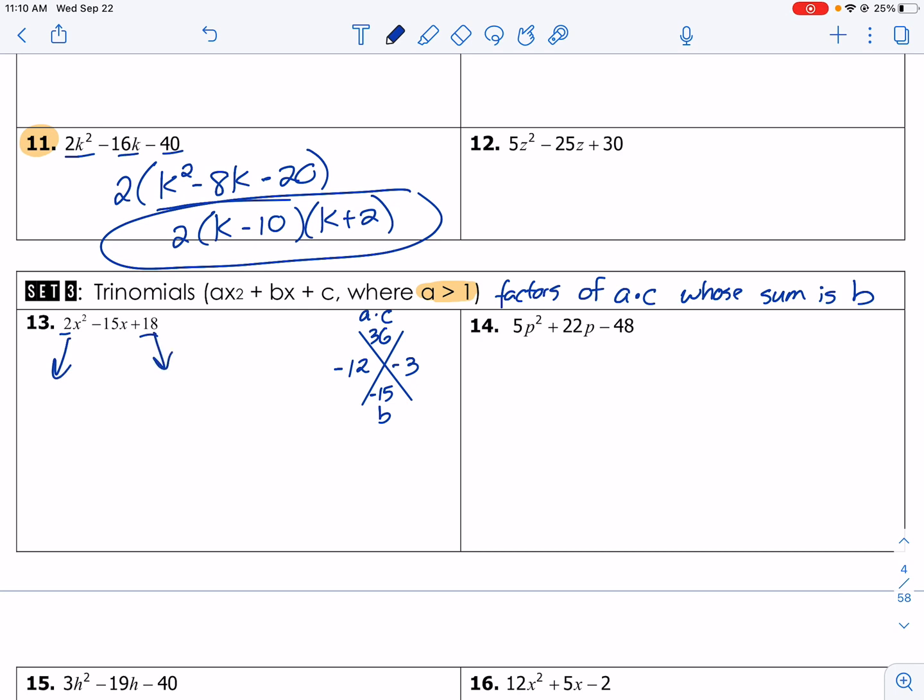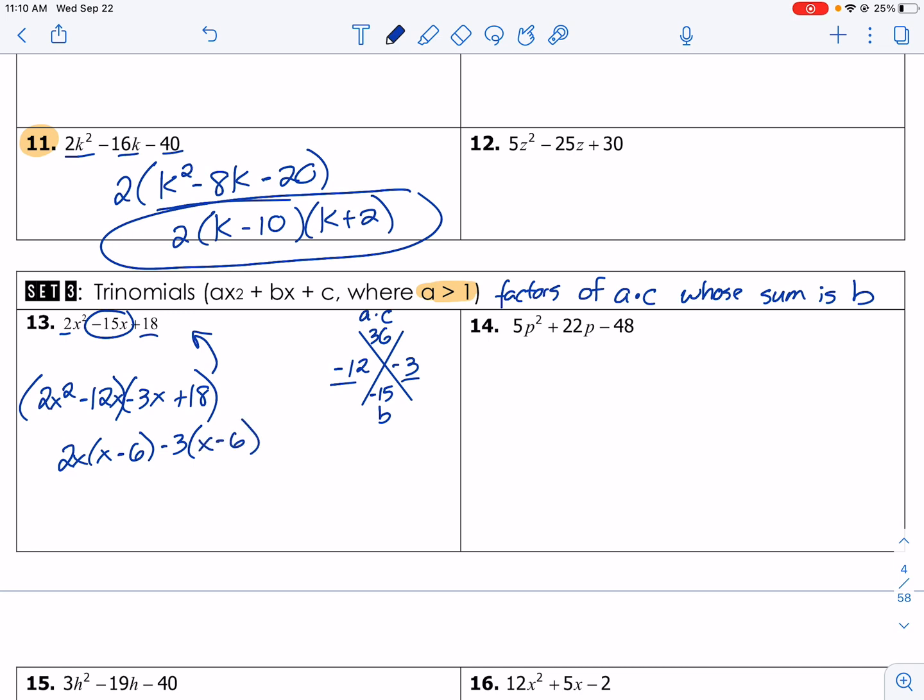And here's what we do next. We just replace that middle term, our negative 15x, with these two factors, negative 12x and negative 3x. And then we just group. Parentheses around the first two, parentheses around the last two. This is the same exact trinomial if you combine those like terms. We take GCFs out of the first two terms, so that would be 2x, and we're left with x minus 6. Second term, we can take out a negative 3. And I took out a negative because you want the same binomial, and we're left with x minus 6.